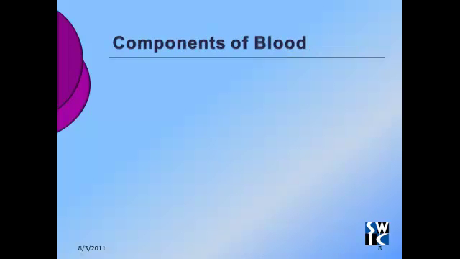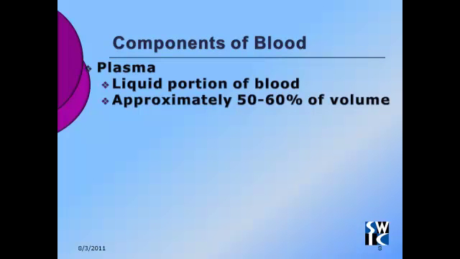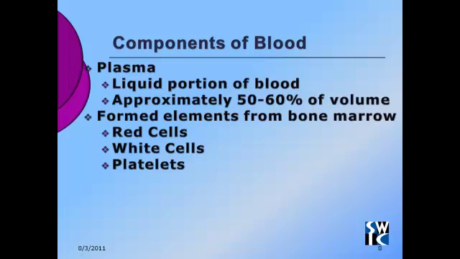The blood is made of a variety of components. The plasma is the liquid portion of the blood. It takes up approximately 50 to 60% of the volume of our blood. The formed elements come from the bone marrow.